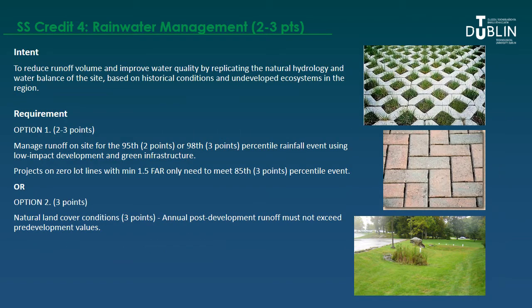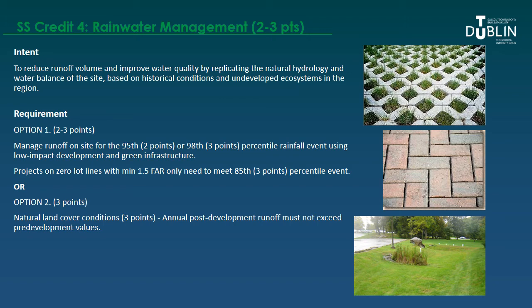The fourth credit is about the management of rainwater, and you get between 2 and 3 points for this. This has two aspects to it. You're trying to reduce the amount of rainwater runoff, first of all, and then you're managing whatever runoff is remaining. And the idea is that you're replicating somehow the natural hydrology or the water balance of the site based on how the site was before it was developed. So rainwater runoff is an issue there with kind of running off hardscape surfaces in the past. That would actually increase the water levels of water bodies that are near the site.